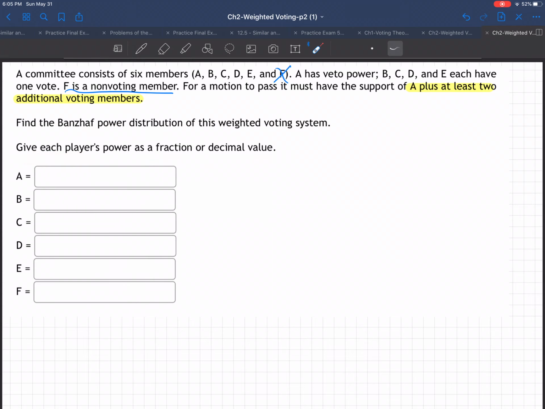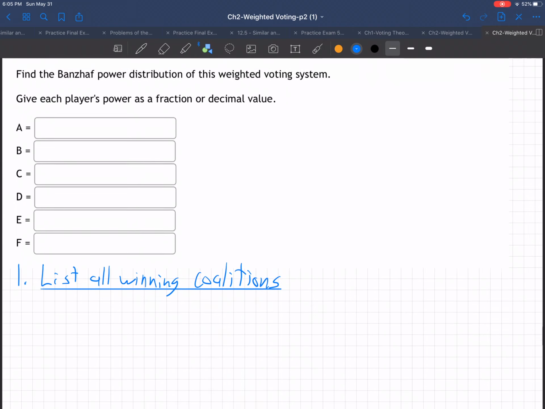So we've got to do the full-blown Banzhaf power. We've got to find out what percentage of the power A has, B has, C has, etc. So how do we do Banzhaf power? Step number 1. We have to list all winning coalitions. So list all the winning coalitions.